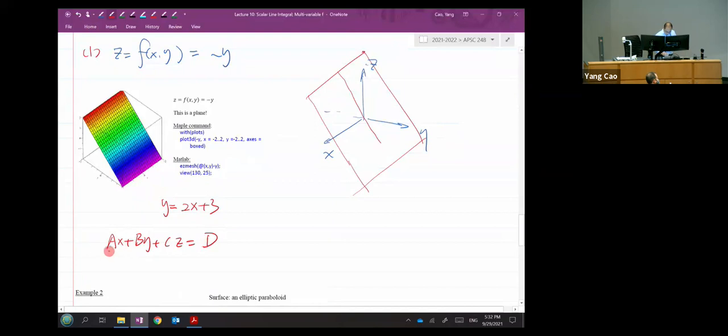So we never say what a, b, c have to be. But if you set a equal to 0 and d equal to 0, and of course you set b equal to 1 and c equal to 1, then you get z equal to negative y. Right? So z equal to negative y is essentially a special case of the plane equation that we have demonstrated.